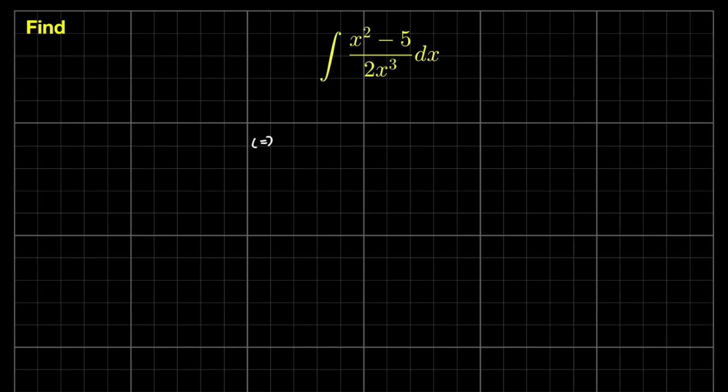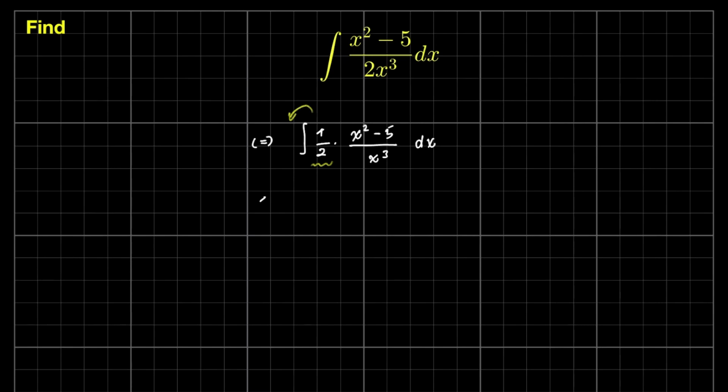So what I'll do is, I have my integral, and I'll write 1/2 multiplied by my function, x squared minus 5, divided by x to the power of 3 dx. So what I really did here is I just removed this 2 here in the denominator. And now we know that this 1/2 is a constant that is multiplied by the function. And this constant I can pull now outside of the integral.